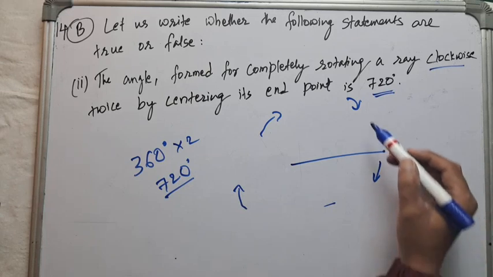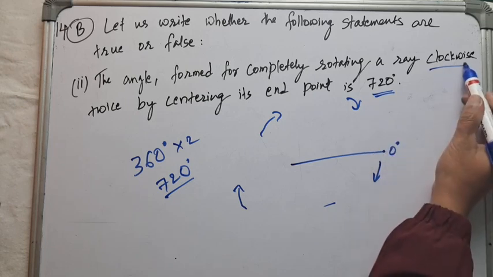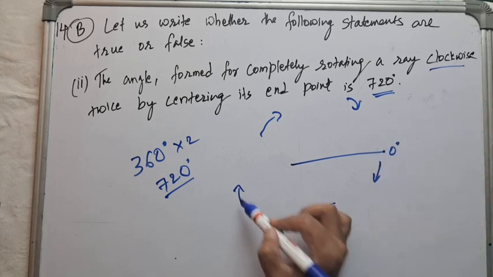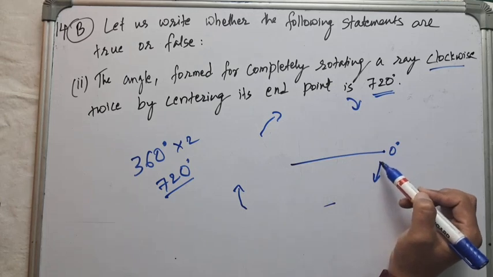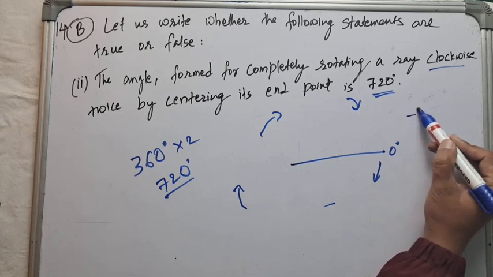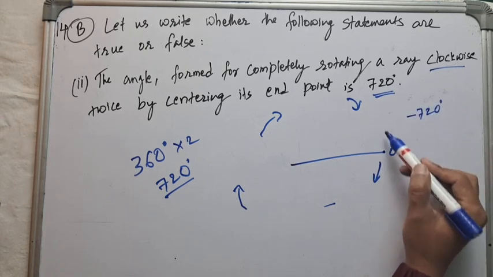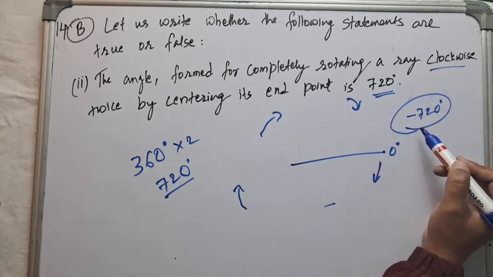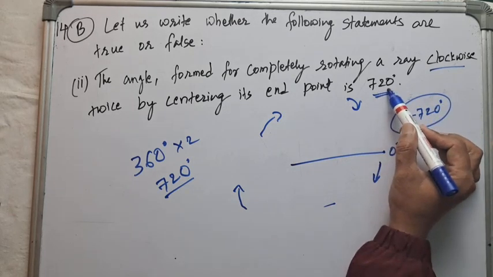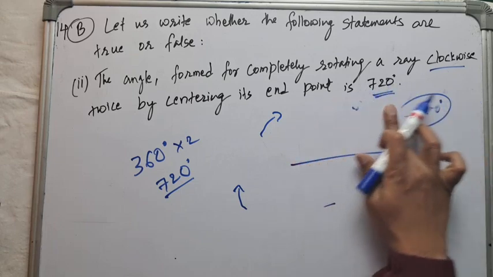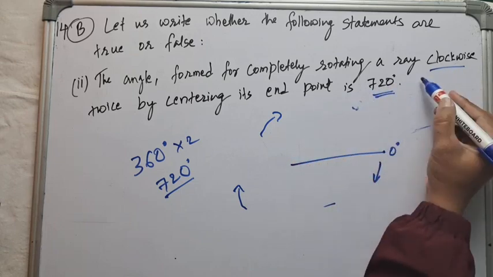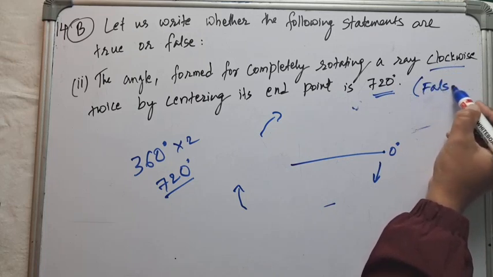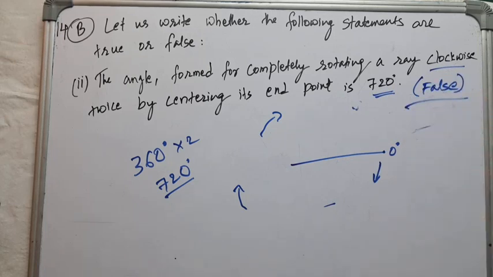Why? Because the ray is rotating in the clockwise direction, which means the angle formed will be negative. Angle formed will be minus 720 degree, because the ray is rotating in the clockwise direction. So it should be minus 720 degree, not plus 720 degree. So this statement is false. So we write false here. This is false. Now let us do the next question.